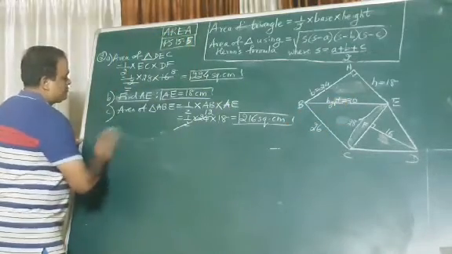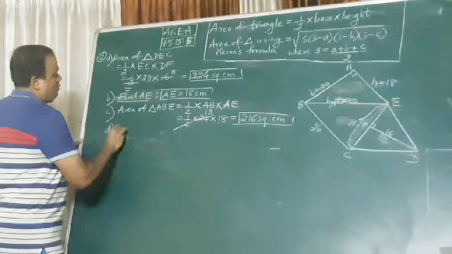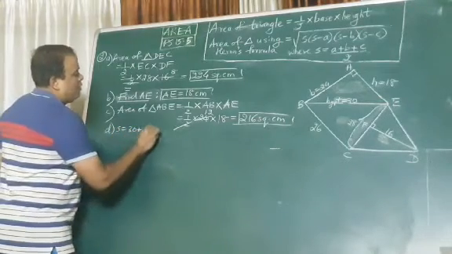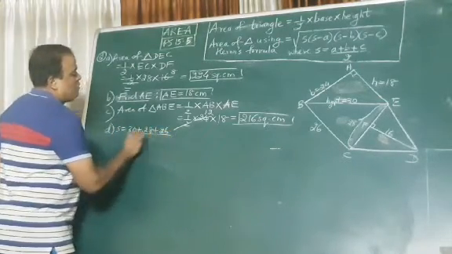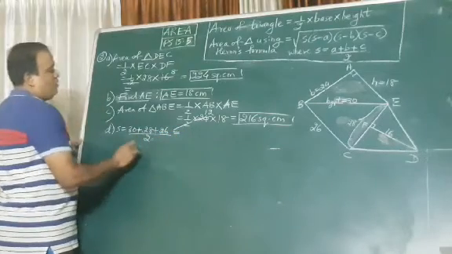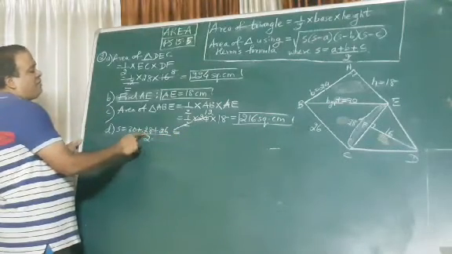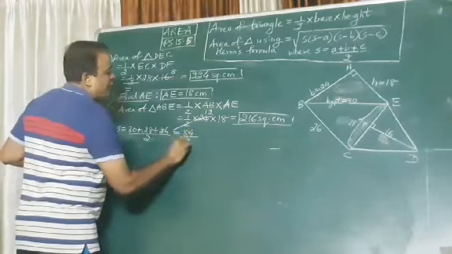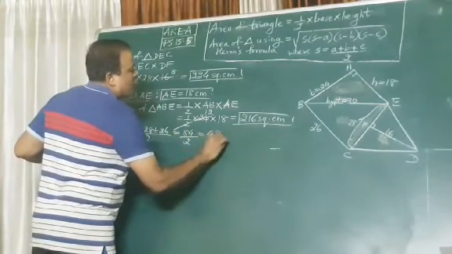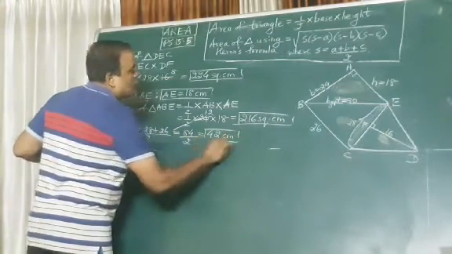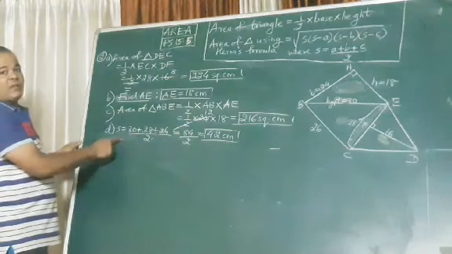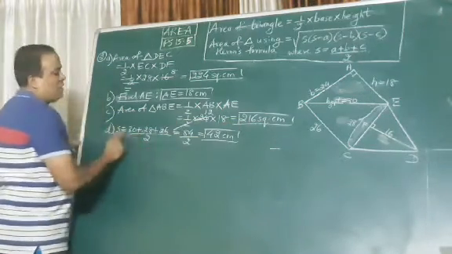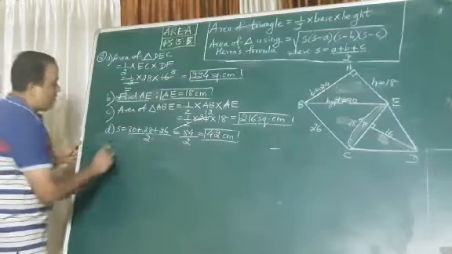So I'm going to take it a little up. 30 plus 28 plus 26 divided by 2. So 30 plus 28 is 58, plus 26 is 84. So 84 divided by 2 is 42 centimeters. Don't write square centimeter. This is perimeter. In perimeter, we do not write square. For area, we write square. For perimeter, just write the unit.